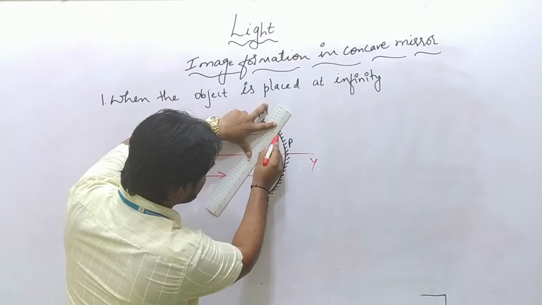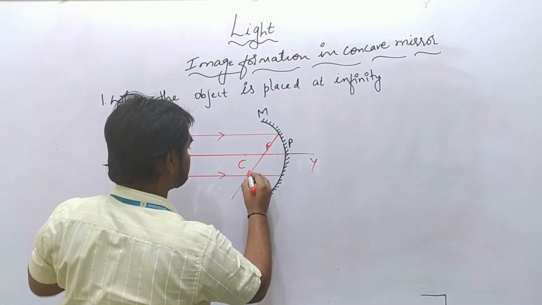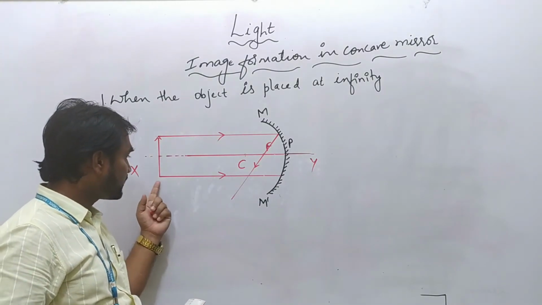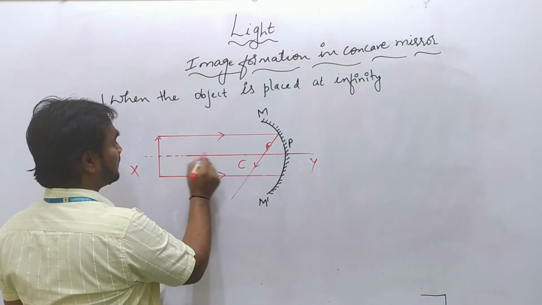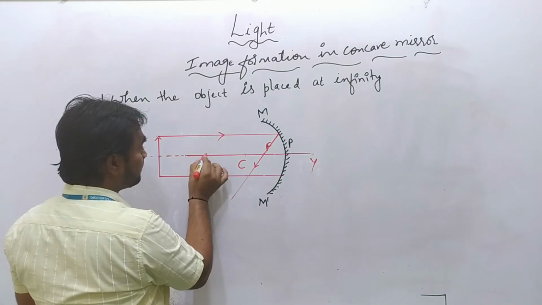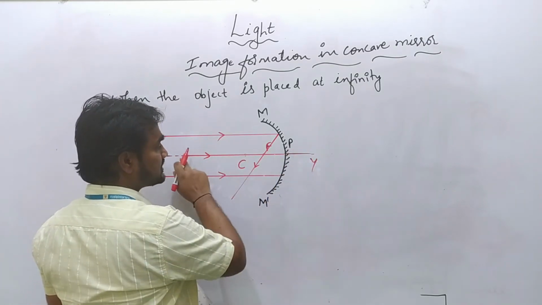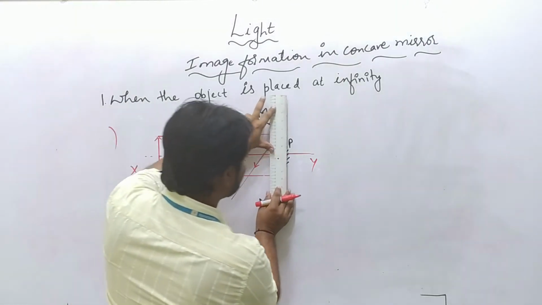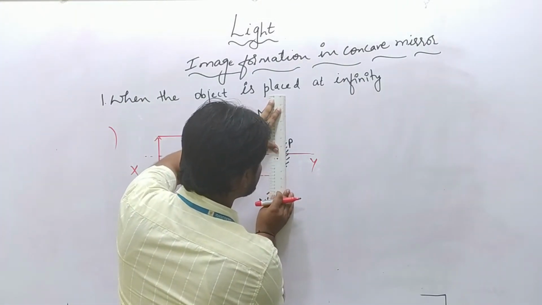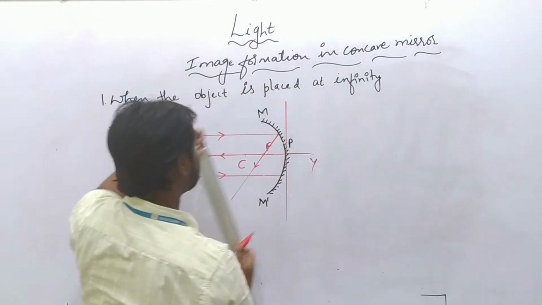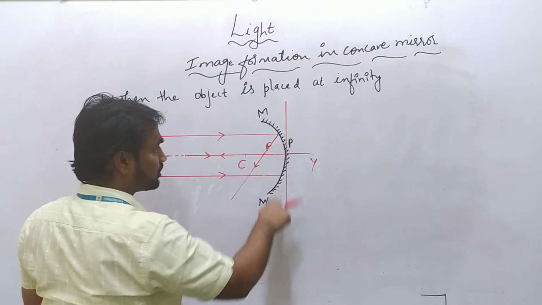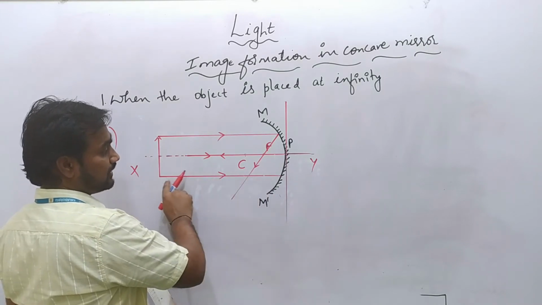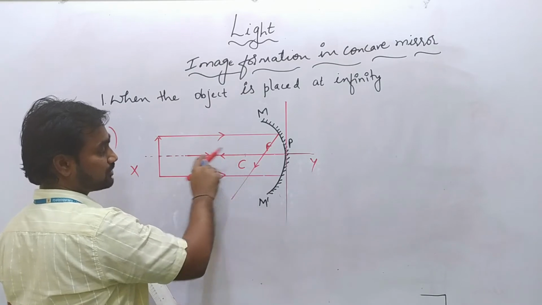This is the reflected ray. One more reflected ray I will draw. If light is focused from here, and the incident ray is passing along the principal axis, then it is reflected back along the same path. Why? Because if I draw one tangent to this, you could see that this incident ray is perpendicular to the surface of the mirror. Similarly here, one more parallel incident ray, parallel to the principal axis.